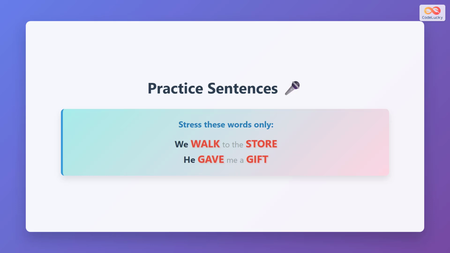Now it's time to practice. Say these sentences aloud, stressing only the words shown in red. First, we walk to the store. Stress walk and store. Second, he gave me a gift. Stress gave and gift. Do not stress the function words to, the, me, and a. Practice these sentences several times until the stress pattern feels natural to you.